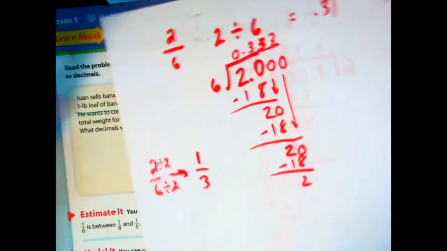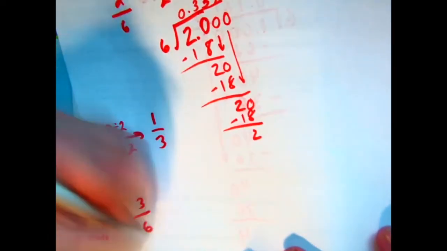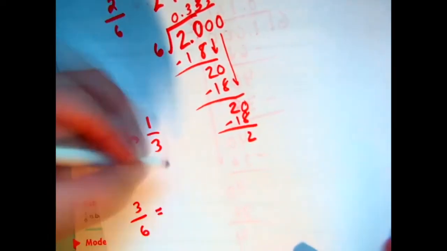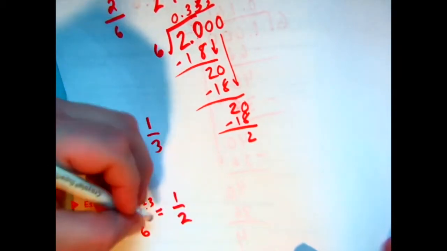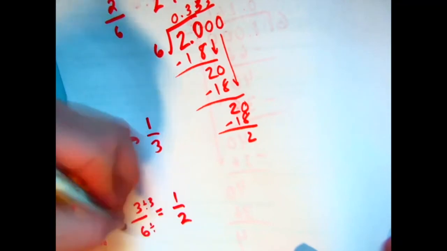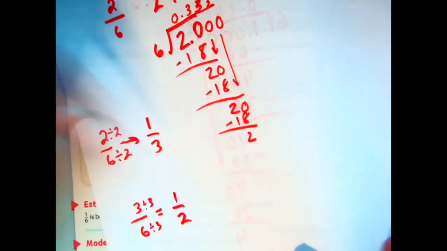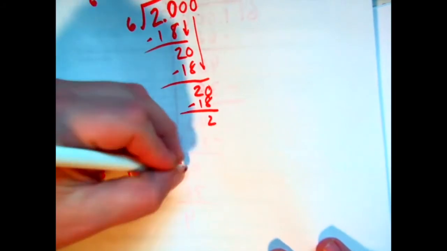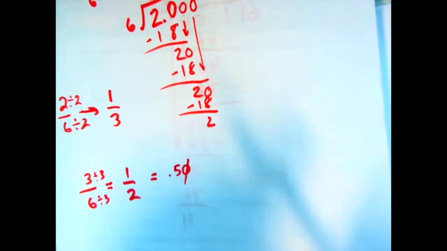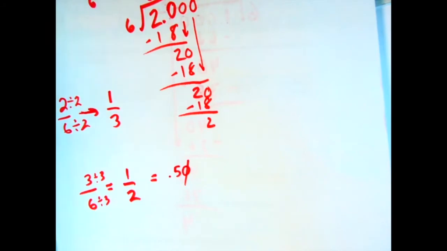What about 3/6? If I had 3 divided by 6, well, that's equal to 1/2, because 3 can be divided by 3 evenly 1 time, and 6 can be divided by 3 evenly 2 times. So we know that the decimal for 1/2 is 0.5. You don't know that? Well, how much is half a dollar? Half of a dollar is 50 cents. So that's the reason why.